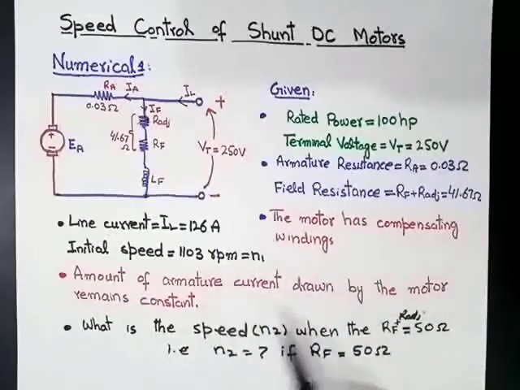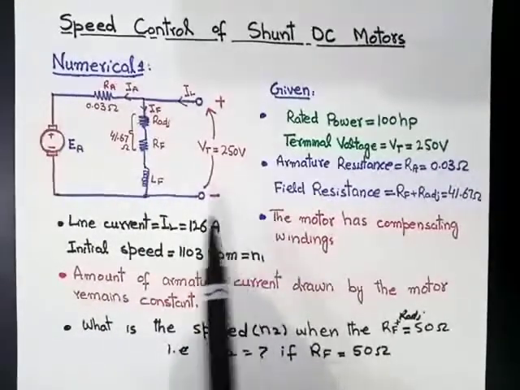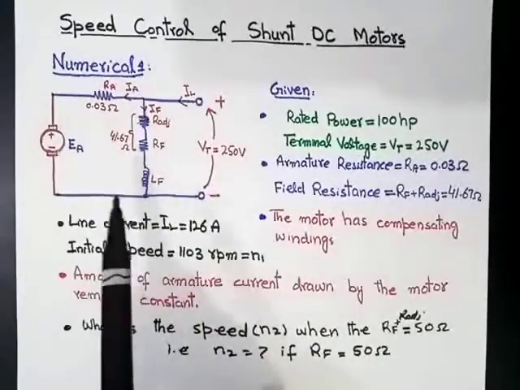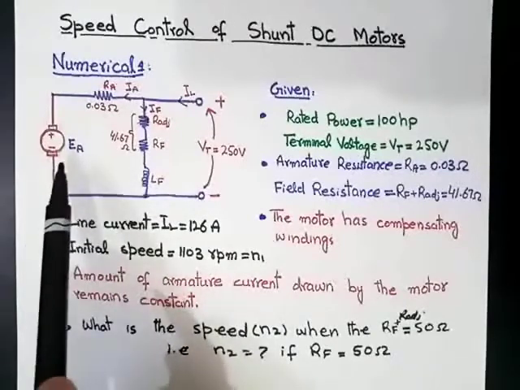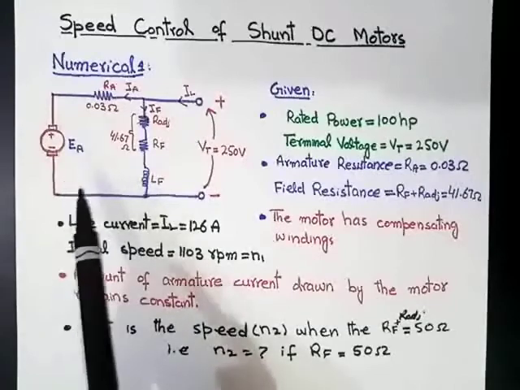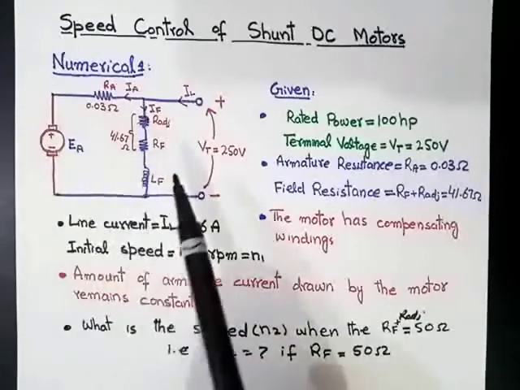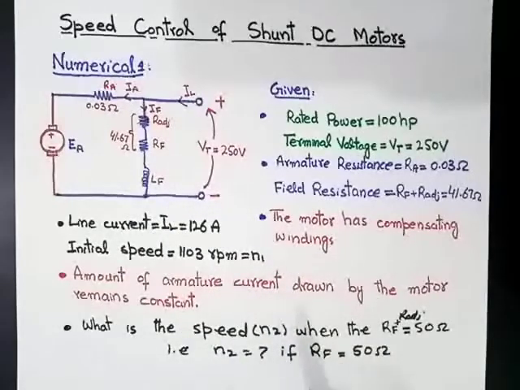These are the given information. This is the equivalent circuit of the given parameters. The equivalent circuit is also given in this particular problem. This is the back EMF or internal generated voltage. We have discussed this equivalent circuit many times. Now, our main objective is to find the speed N2 when the field resistance is equal to 50 ohm.